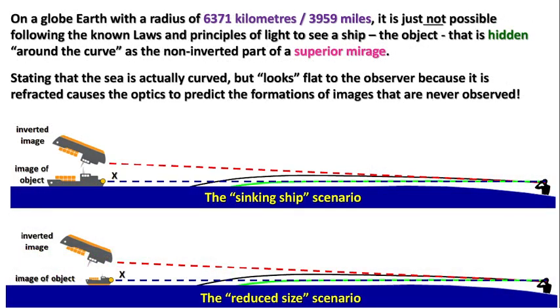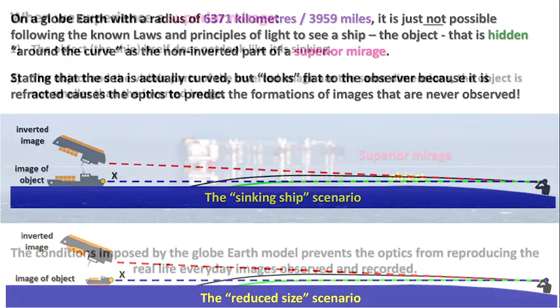On a globe Earth with a radius of 6,371 kilometers or 3,959 miles, it is just not possible, following the known laws and principles of light, to see a ship, the object that is hidden around the curve, as the non-inverted part of a superior mirage. Stating that the sea is actually curved but looks flat to the observer because it is refracted causes the optics to predict the formations of images that are never observed.